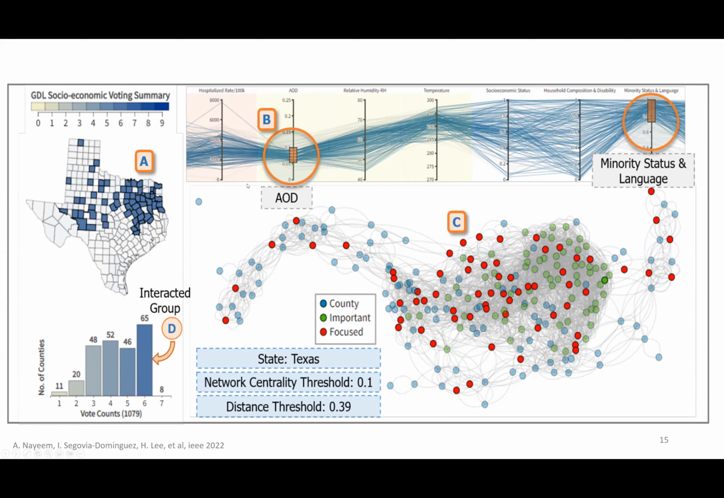Meanwhile, it provides us the values of the hospitalization rates, the AOD, relative humidity, temperature, socio-economic status, household composition and disability, and minority status and languages. It can show us the values of all those variables. And it can also show us our networks. So we can see that here each node represents one county. We can see how those counties are connected to each other.